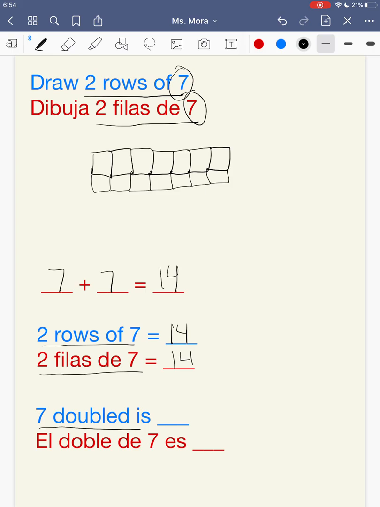And then 7 doubled is, and remember guys, even numbers end in 0, 2, 4, 6, or 8 in the ones place. 14, look at my ones place here, it has a 4, so 7 doubled is even.